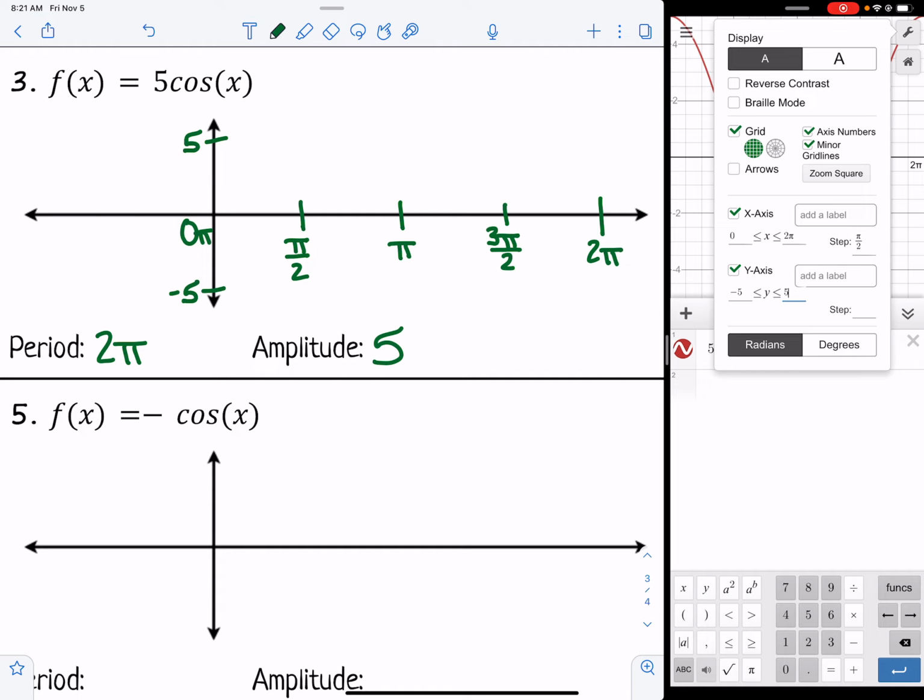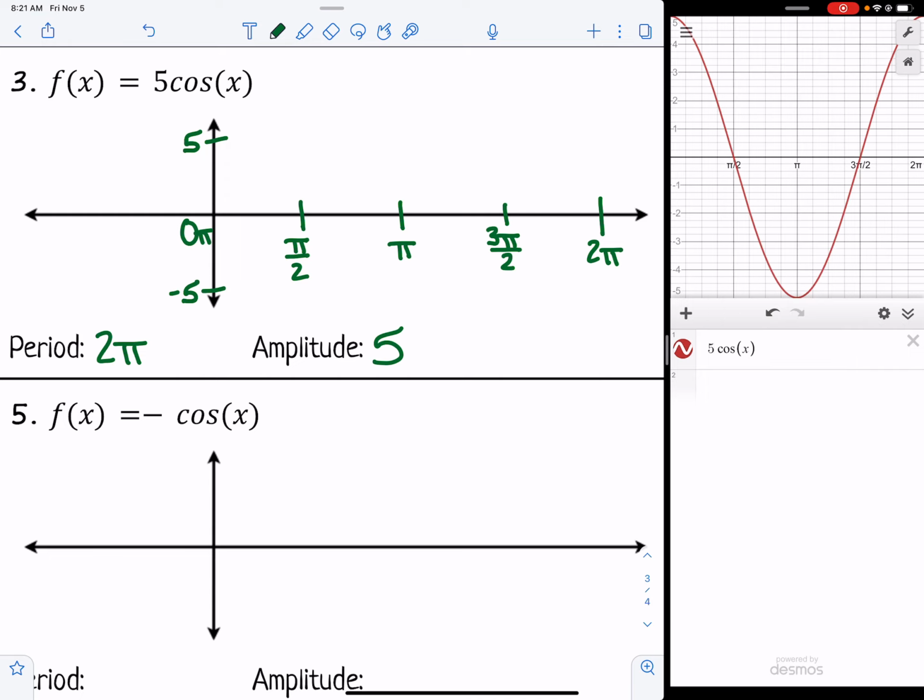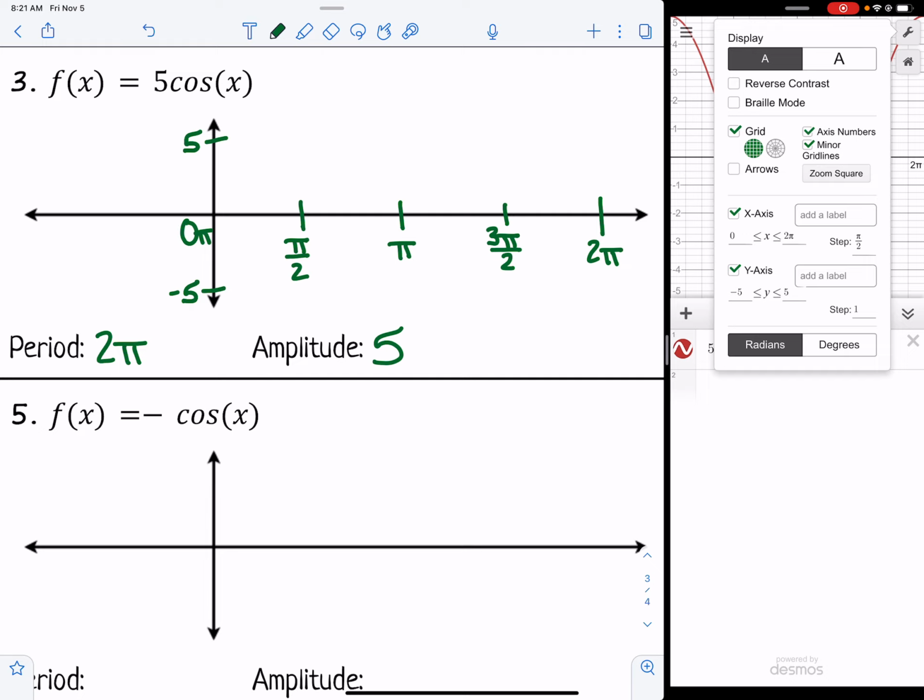And then, let's see, the step could just be... Let's see, would 1 be okay? Yeah, 1 would be fine. So make that step equal to 1. It just gives you a nice look of your graph where you can see every point that you need to plot on your paper.